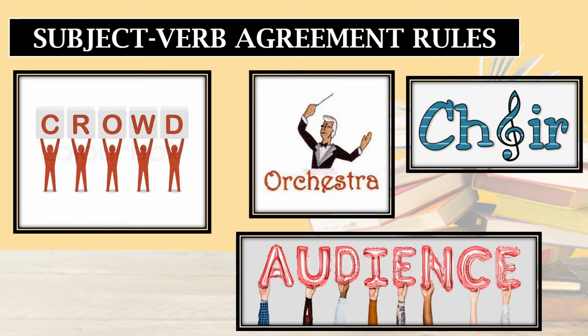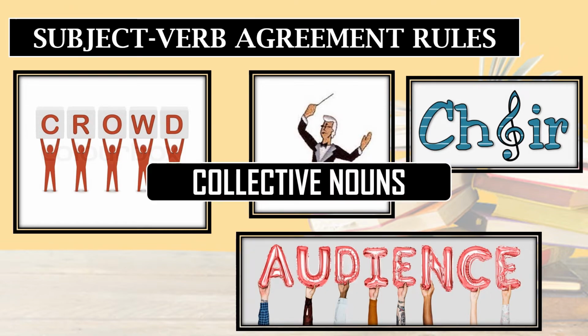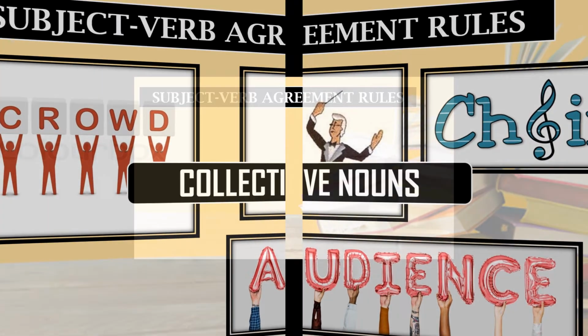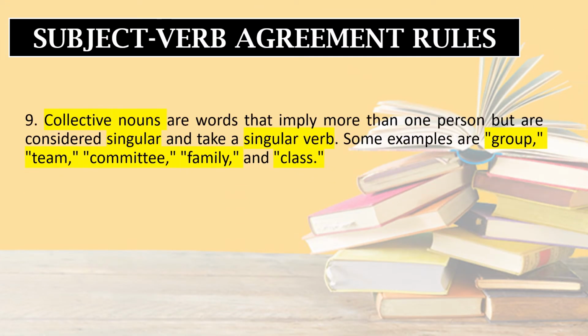Okay, I will give you a clue. It starts with letter C. These are called collective nouns. Our next rule says collective nouns are words that imply more than one person but are considered singular and take a singular verb. Some examples are group, team, committee, family, and class.